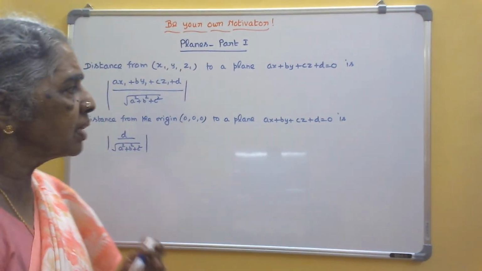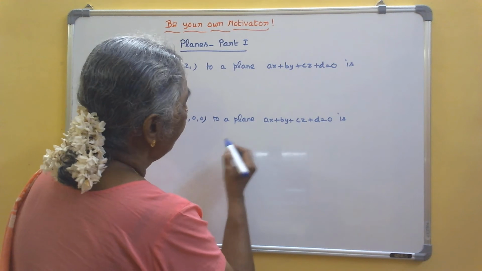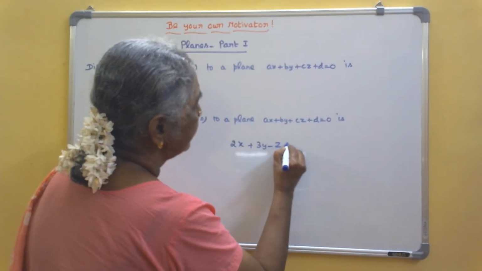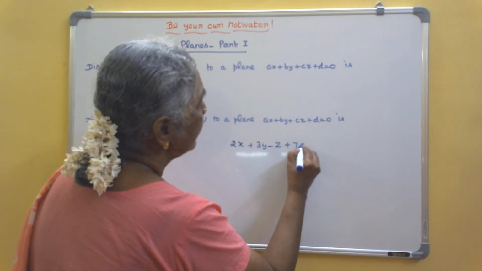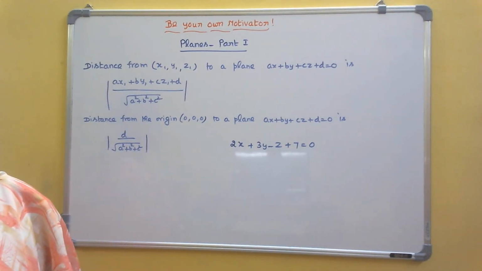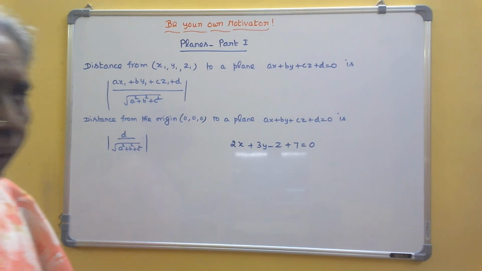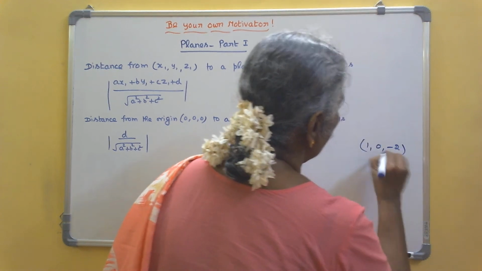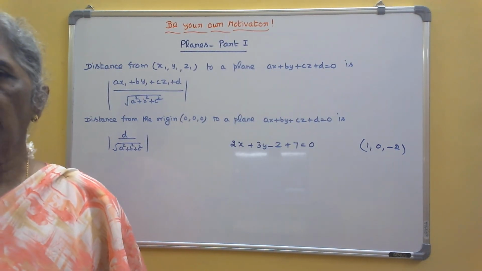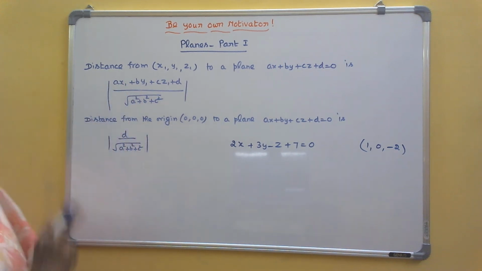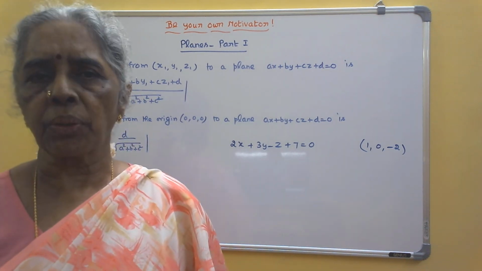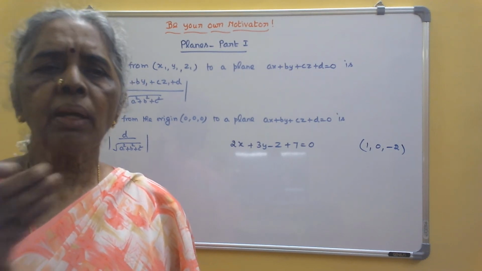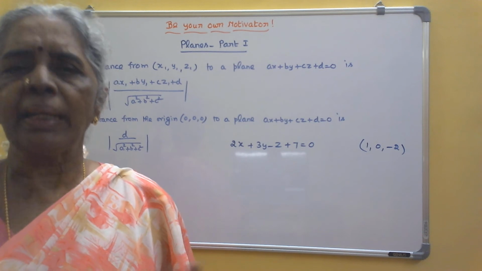So now, supposing I give you the plane equation as 2x plus 3y minus z plus 7 is equal to 0, right? This is the plane equation. I want to find the distance from the point 1, 0, minus 2, right? So this is the question. So you know you have to make use of this formula. It is always better to write what is x1, y1, z1. What are a, b, c? If you write, no, there won't be any confusion.